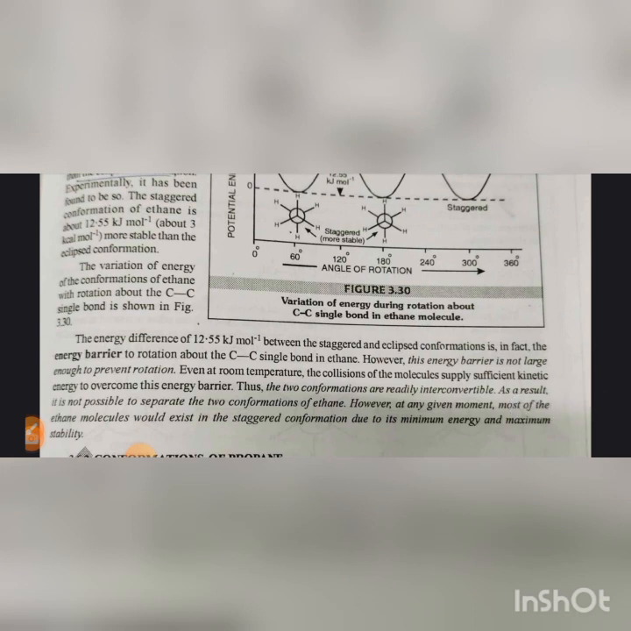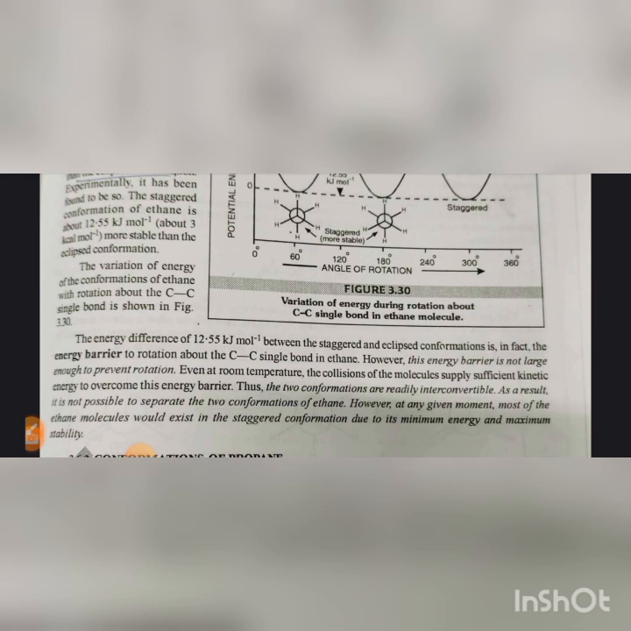The staggered conformation of ethane is about 12.55 kJ per mole, about 3 kcal per mole, more stable than the eclipsed conformation. The variation of energy of the conformations of ethane with rotation about the carbon-carbon single bond is shown in figure 3.30. The energy difference of 12.55 kJ per mole between the staggered and the eclipsed conformation is in fact the energy barrier to rotation about the carbon-carbon single bond in ethane.